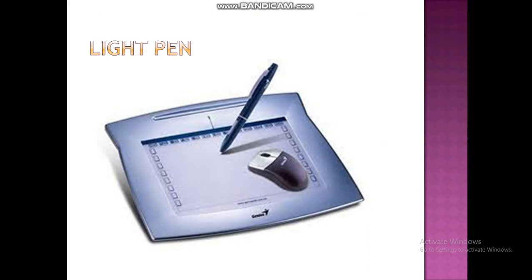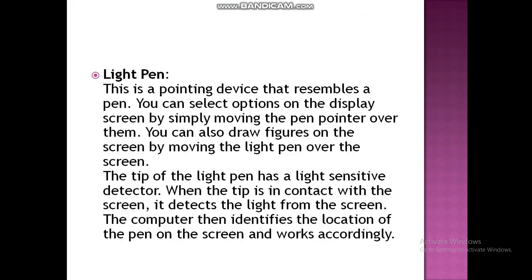Now light pen, I'm just giving some examples. Keyboard you know, mouse also you know. So this is light pen. A light pen is a pointing device that resembles a pen. You can select options on the display screen by simply moving the pen pointer over them. You can also draw figures on the screen by moving the light pen over the screen.